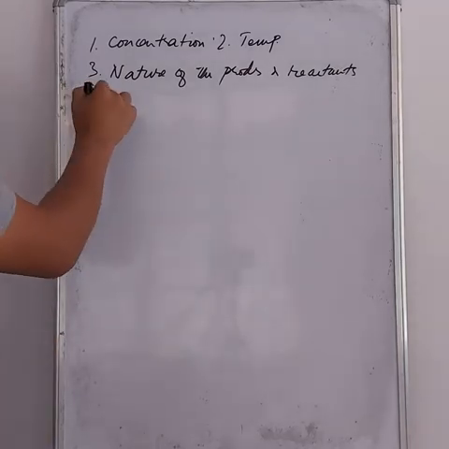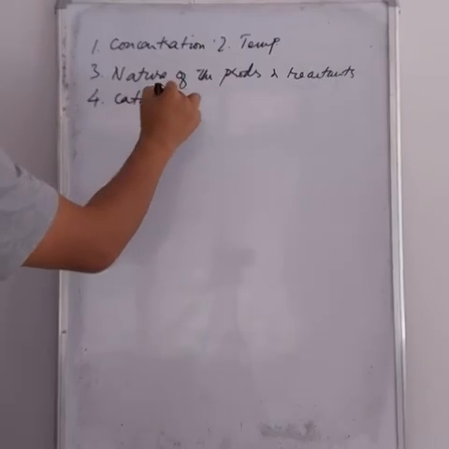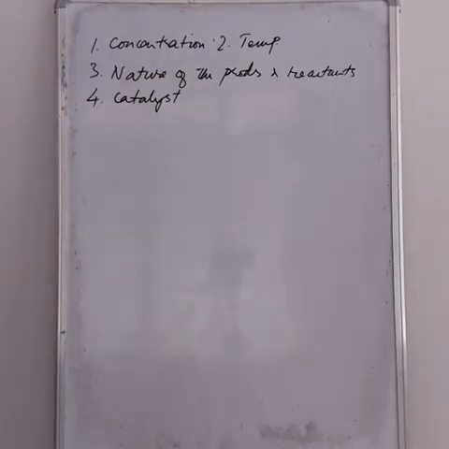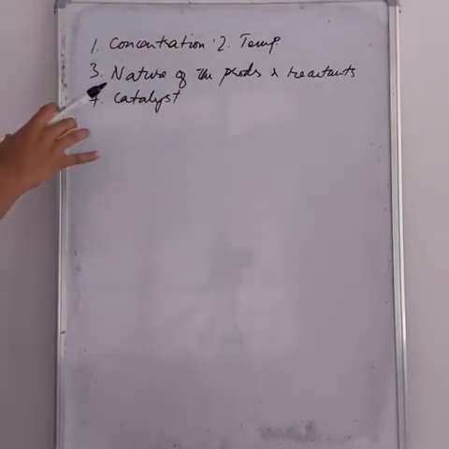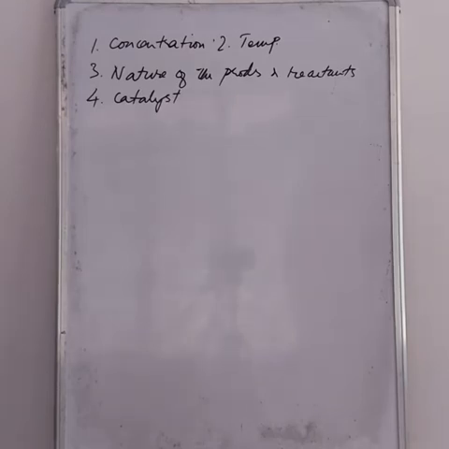Next one is catalyst. Now you know the purpose of a catalyst, why we use a catalyst. It enhances the rate of a reaction, it speeds up the rate of a reaction without affecting the final product. It doesn't react with the reactants, but it speeds up the reaction. Sometimes, of course, a negative catalyst slows down the reaction as well.